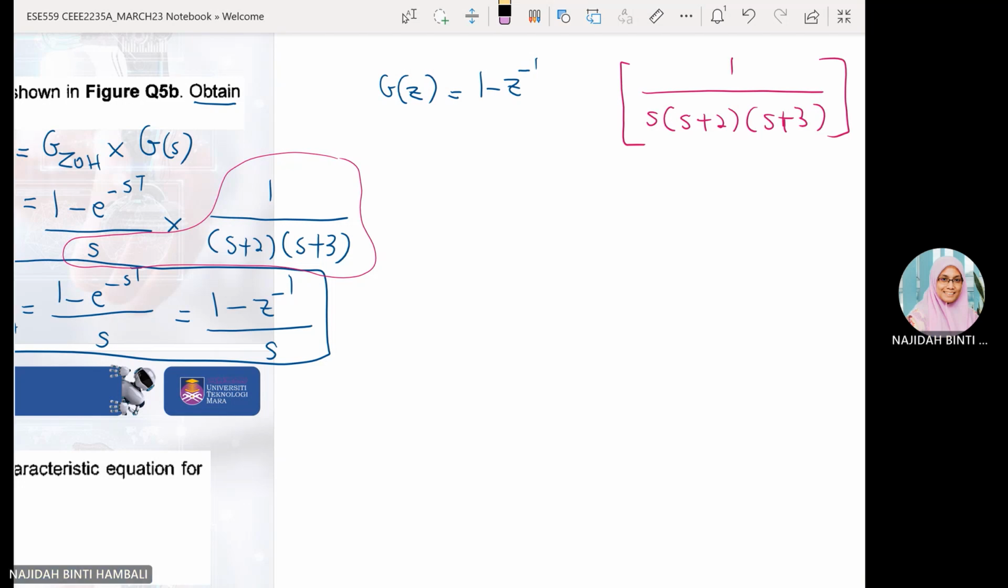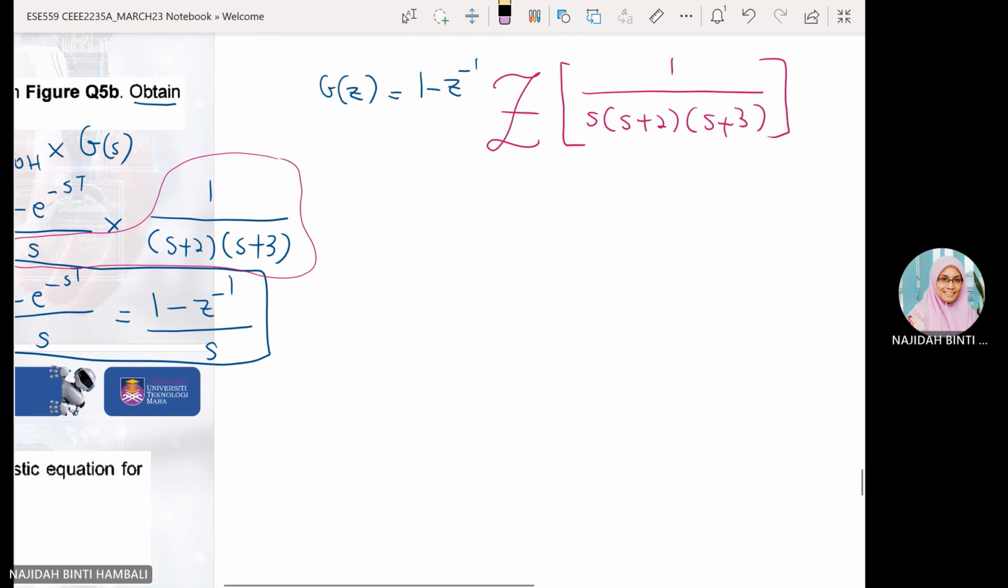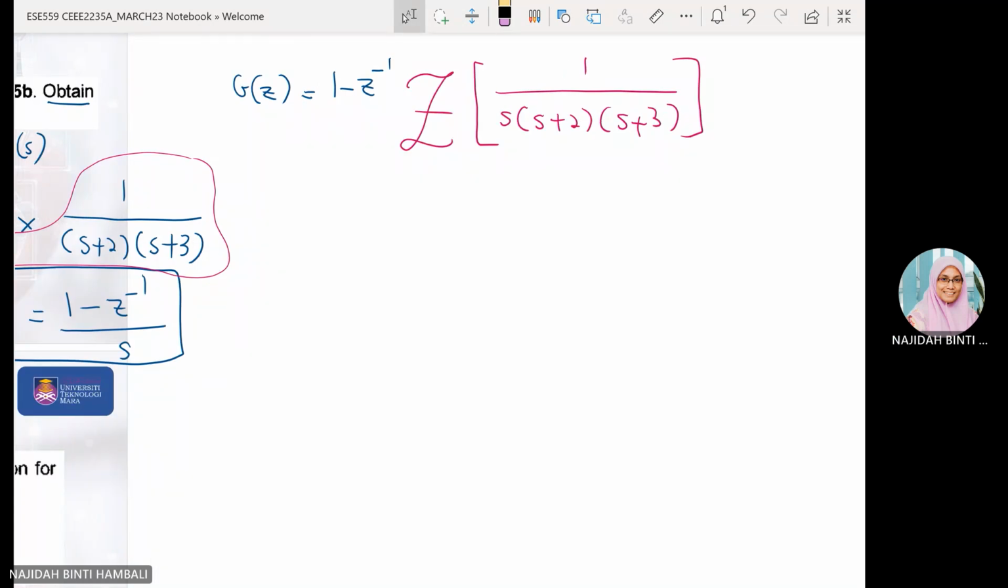So what do you think we want to do next? We need to work on the second function. What do we want to do with the second function? The first function is already in the Z domain, and what you want to determine is in the Z domain. So what do we need to do with the second function? Apply Z transform to the second function, same as your exercise just now. How do we convert?